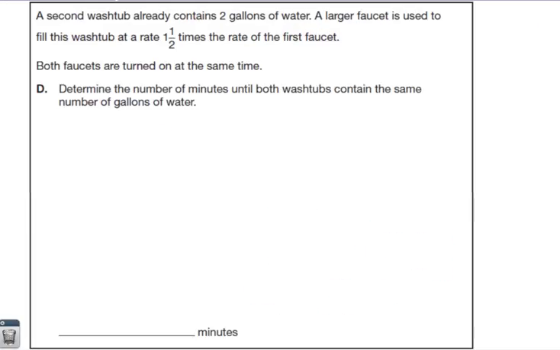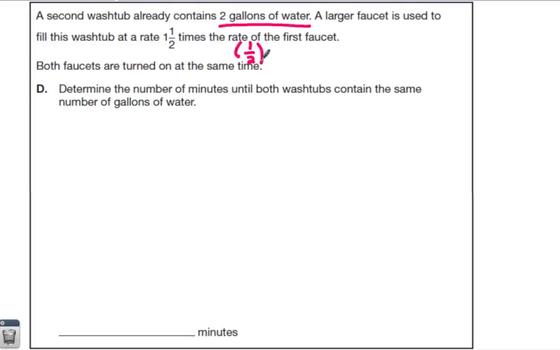Last part. They're trying to get a little bit trickier. A second wash tub. Oh, here we go. Already contains 2 gallons of water. A larger faucet is used to fill this wash tub at a rate of 1.5. Okay, here's where you've got to read carefully. This rate is 1.5 times the rate of the first faucet, which was just 1/2.